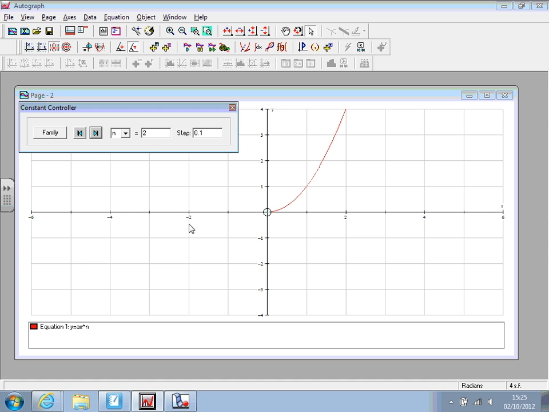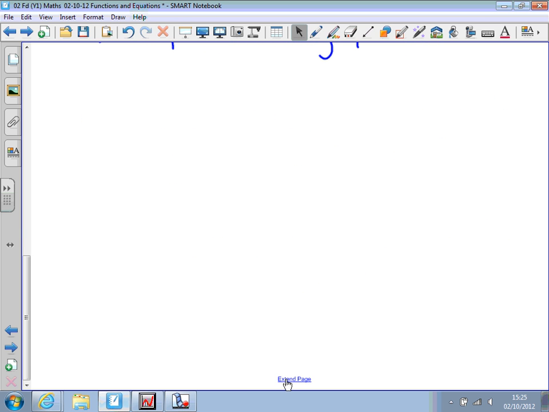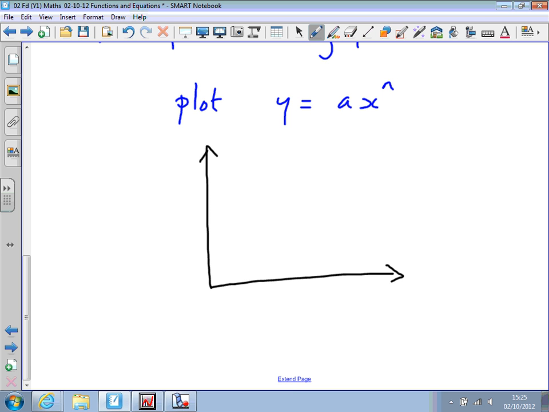But we can use Autograph to plot these functions. So what happens here is then we plot y equals ax to the n. And that's probably how you're more familiar with seeing a function, y equals something. But that's how you'd write it if you're going to plot it. And you're used to seeing y and x written like this. So x goes on the bottom, the independent variable, and y goes up the side, and this would then be the dependent variable.